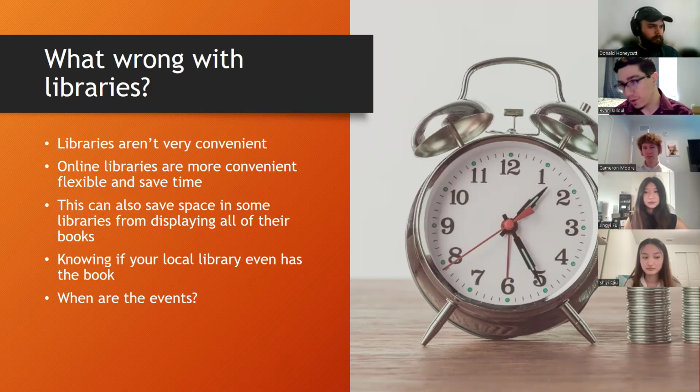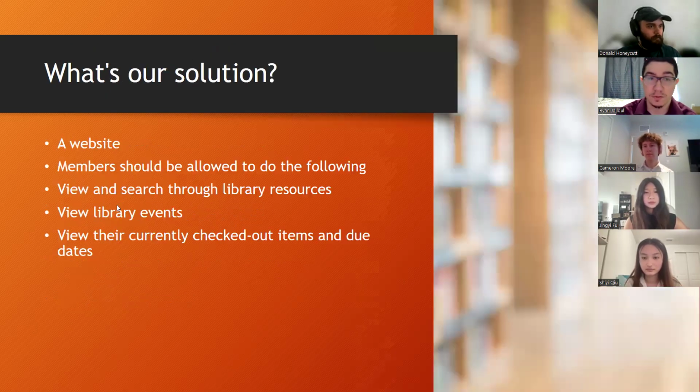So what about events? You also want to know if the library is hosting any events. So what is our solution to this? Our solution as a group, we decided that we wanted to make a website where members can search for the books that you want, reserve them, and go through the checkout process at that library. See if there's any events, and then view if your items have been checked out and when they are due, so you know when you have to return those books before you get a late fee.